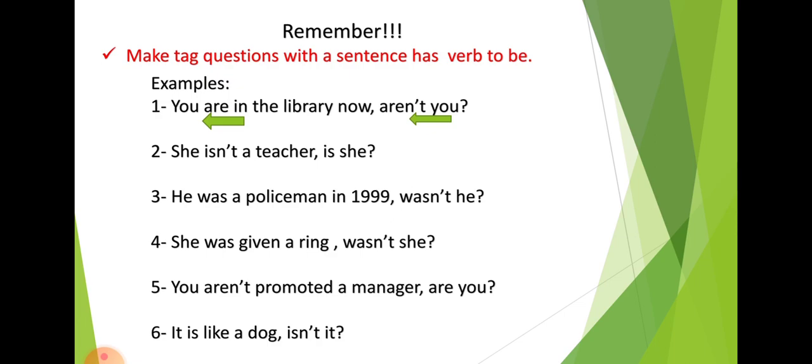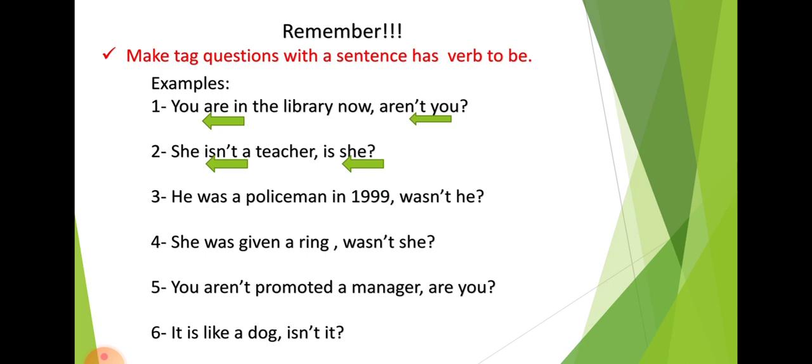Sentence number 2: She isn't a teacher, is she? So in sentence number 2, the verb to be is "isn't", and the form is negative. So the tag question must be positive, and we use "is" to form the tag question.